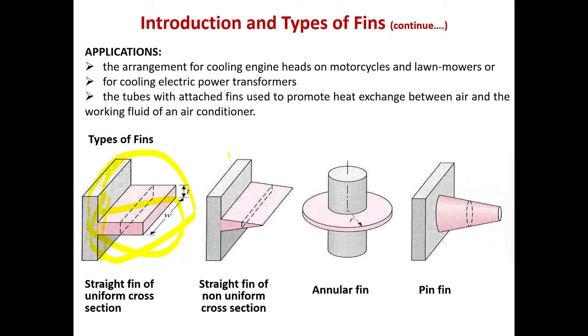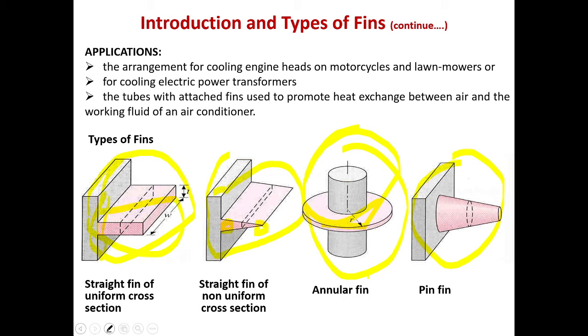Another is a straight fin of non-uniform cross section. We can see in the diagram that here is a higher cross section compared to here, so it is not a uniform cross section. So this is a straight fin of non-uniform cross section. Another is the annular fin. You can say that it is a circular plate, conical. And here is the pin fin. You can see it in the diagram. These are the types of fins.